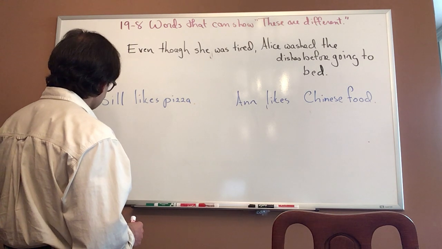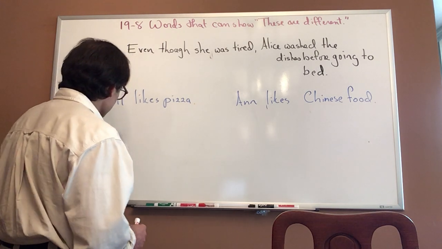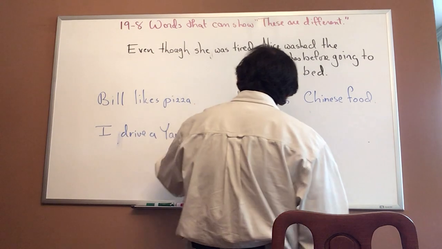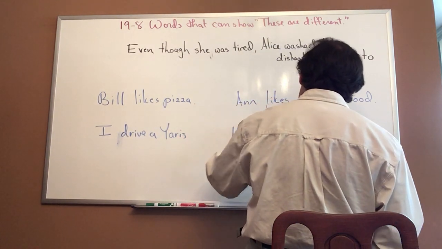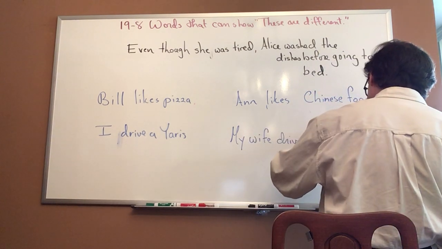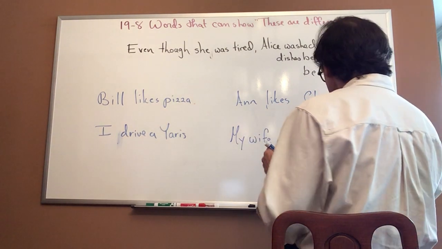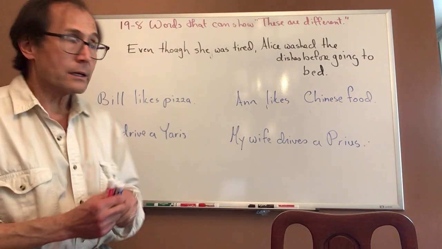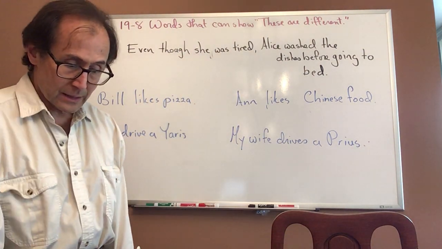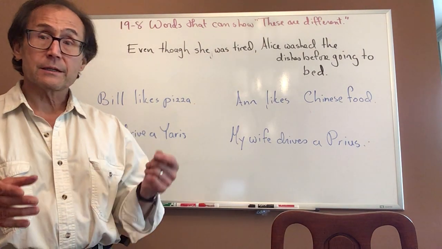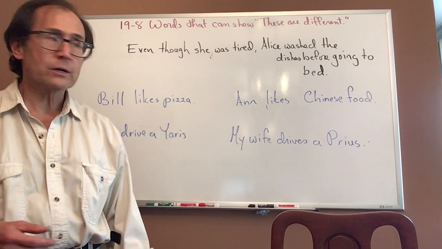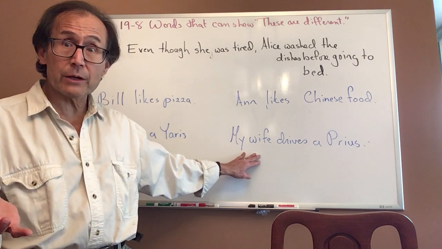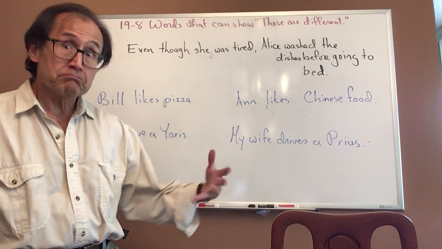Let's see here. I drive a Yaris. That's a kind of Toyota. My wife drives a Prius. Okay. Now, again, I drive one car, my wife drives another car, but they're just different. I don't expect that we'd have the same car. So I drive a Yaris. Is it unexpected that my wife drives a Prius? No, it's not unexpected. It's just different.